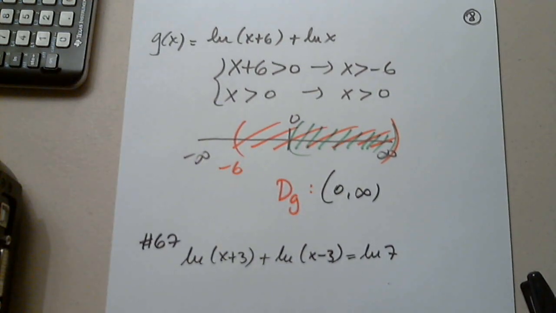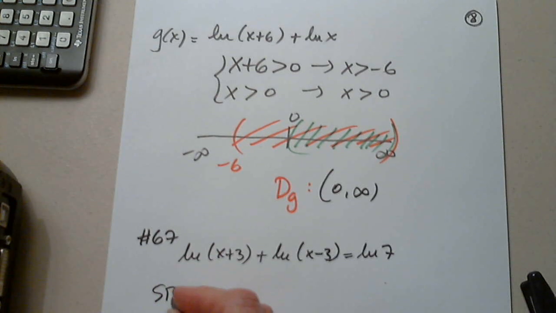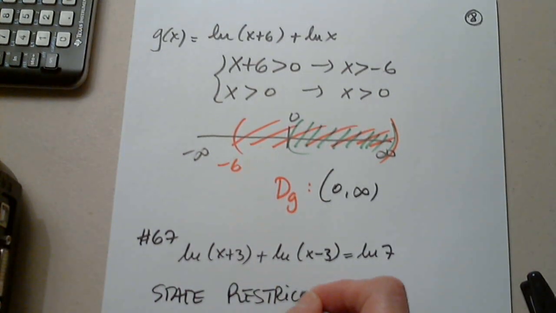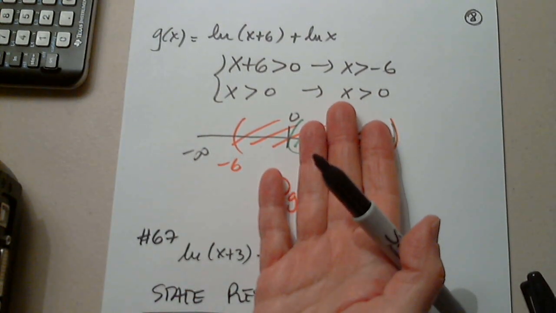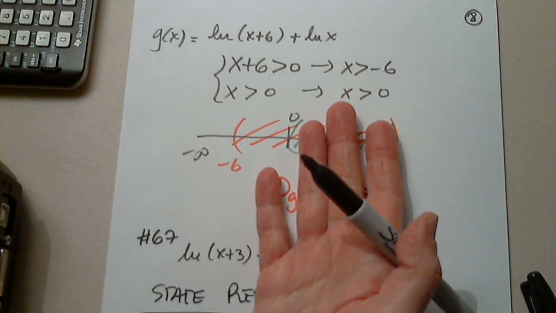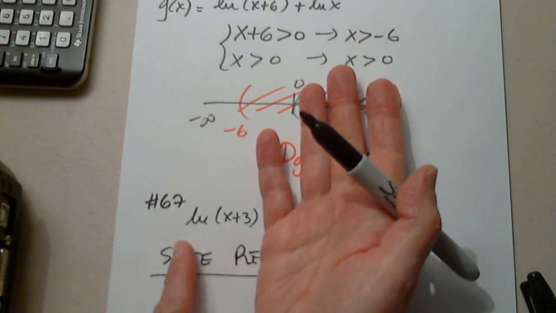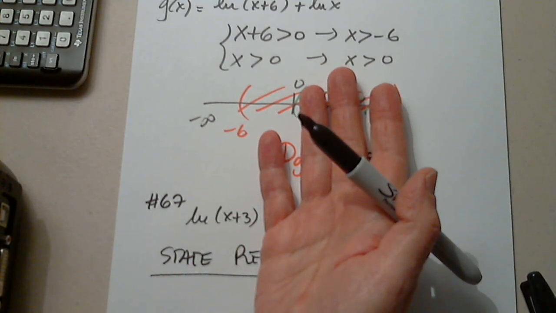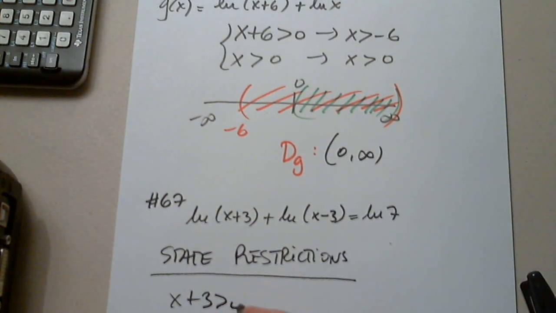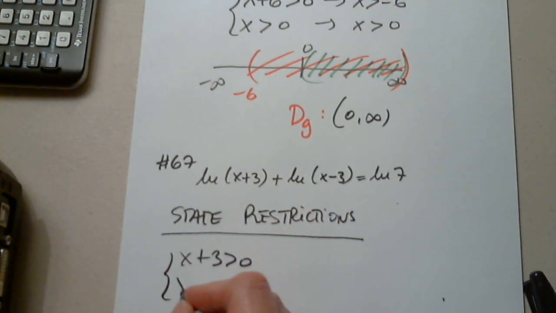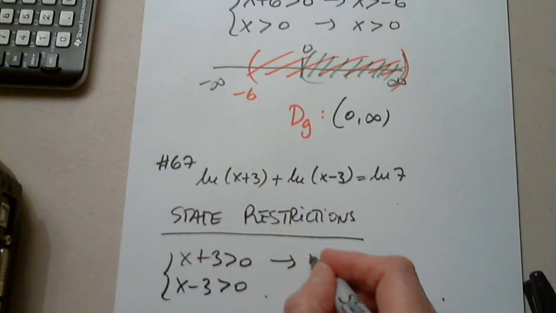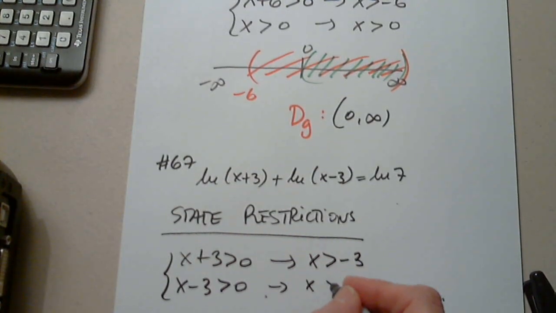Log is a function with problems. Let's state restrictions first. What is the restriction for this? What do I have to write? For this to exist, what has to happen? X plus 3 is greater than 0. Excellent. For this, what has to happen? X minus 3 is greater than 0. Perfect. So this means x greater than -3. This means x greater than 3.